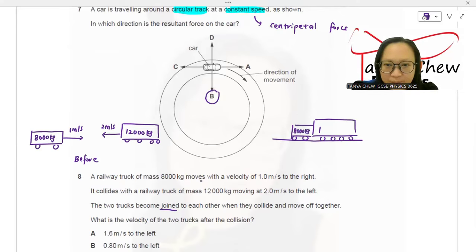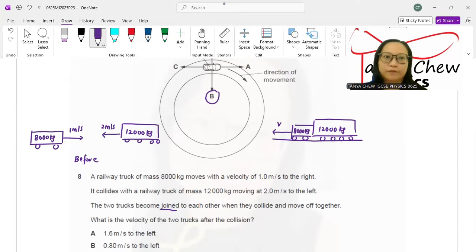8,000 kilogram and 12,000 kilogram. I look at the diagram that I drew, right? I noticed that the 12,000 truck is heavier, the mass is larger, and the speed is larger. So I would say that the 12,000 truck will push the 8,000 truck to the left. But don't worry about that. You can put your velocity to the right because the question did not mention.